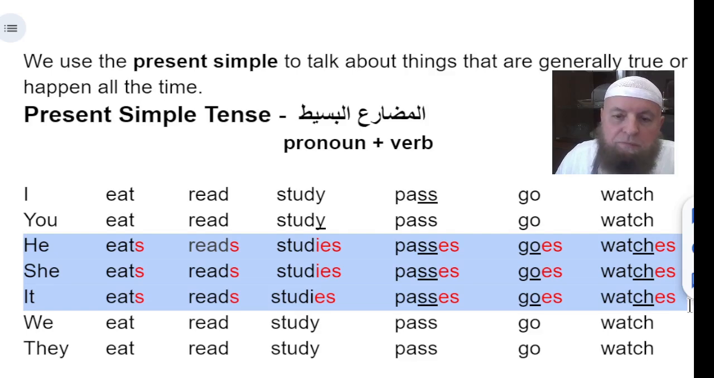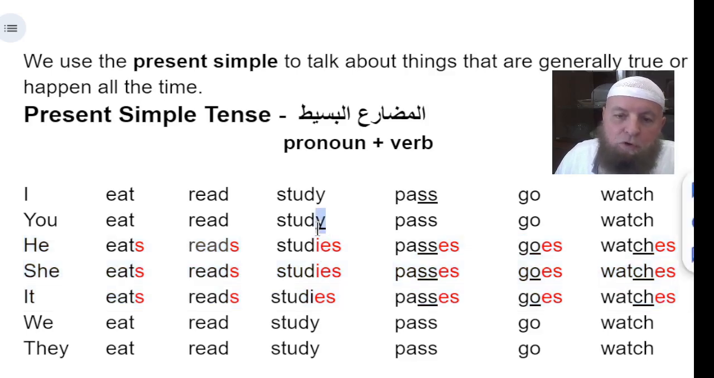When we use he or she or it, we add an s to the verb, to the infinitive. If the verb ends in y, write ies. If the verb ends with double s, we add es, with o, es, with ch, or with sh, we add es to the end of the verb.